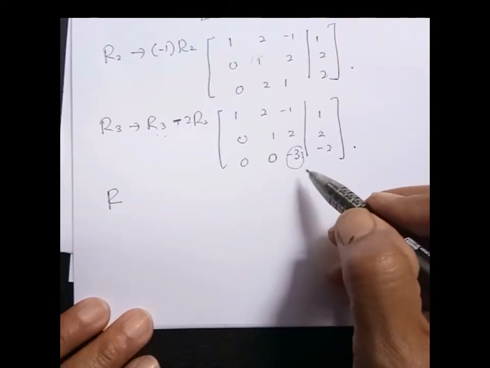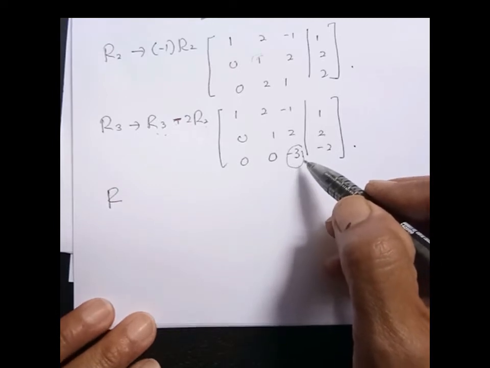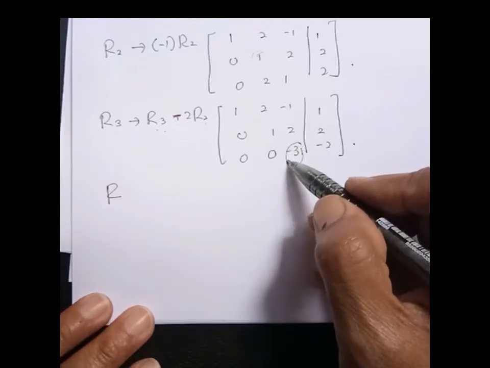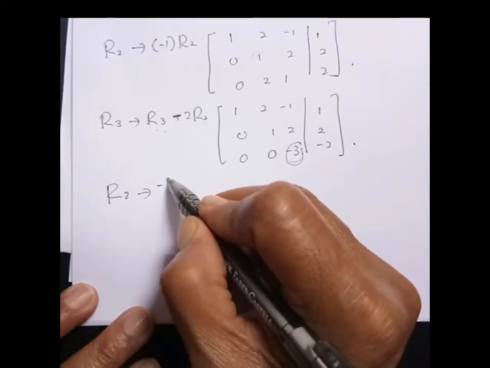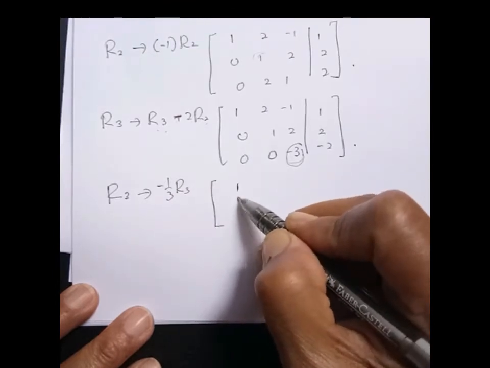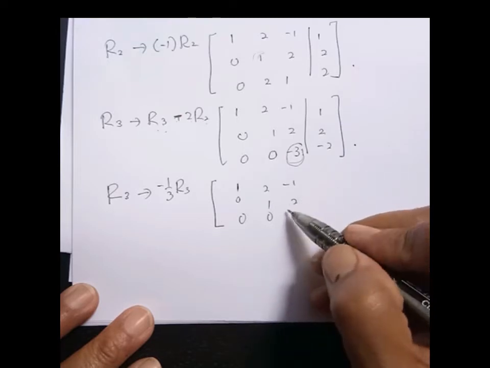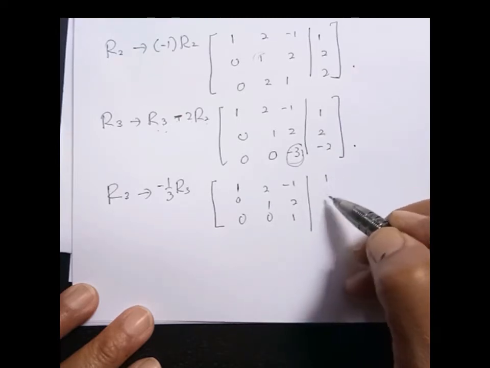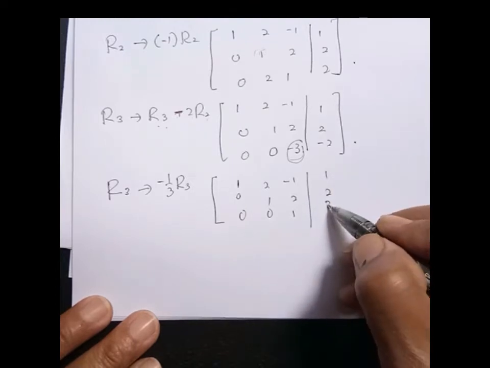Actually, this one is already in the RE form. Right, it's already in RE form, but for simplicity, we change this into 1. So R3 is minus 1 over 3 R3. So we have 1, 0, 0, 2, 1, 0, minus 1, 2, 1, and 1, 2, and this one is 2 over 3.